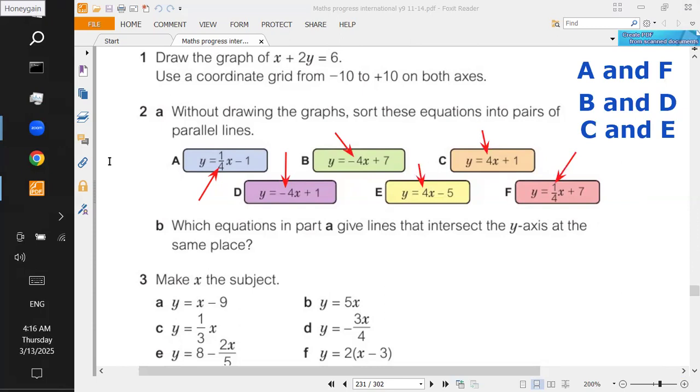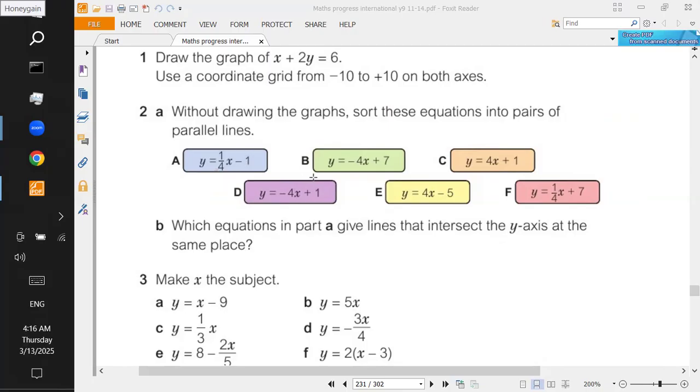Next question: which equations in part A give lines that intersect the y-axis at the same place? So which lines here intersect at the same place? This means that they have the same y-intercept. Now, the y-intercept is the number, or the constant, alone. So that's a negative 1 here, a positive 1, positive 7, negative 5, positive 1, and positive 7.